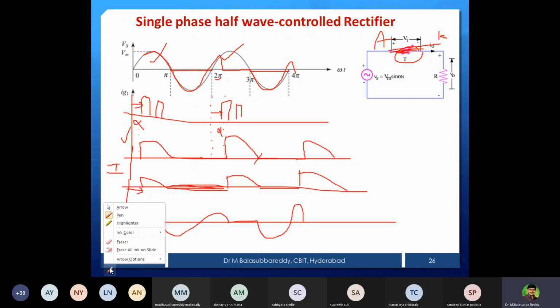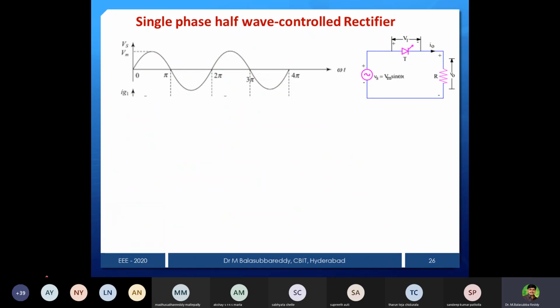So very simple. What I mean to say is, now we can see if the switch is closed, I want to give the firing pulse. Whenever you give the firing pulse, then only the switch is going to be closed. Now I am providing the firing pulse. Where I want to provide? Only during positive half cycles. Negative half cycles will be 0.